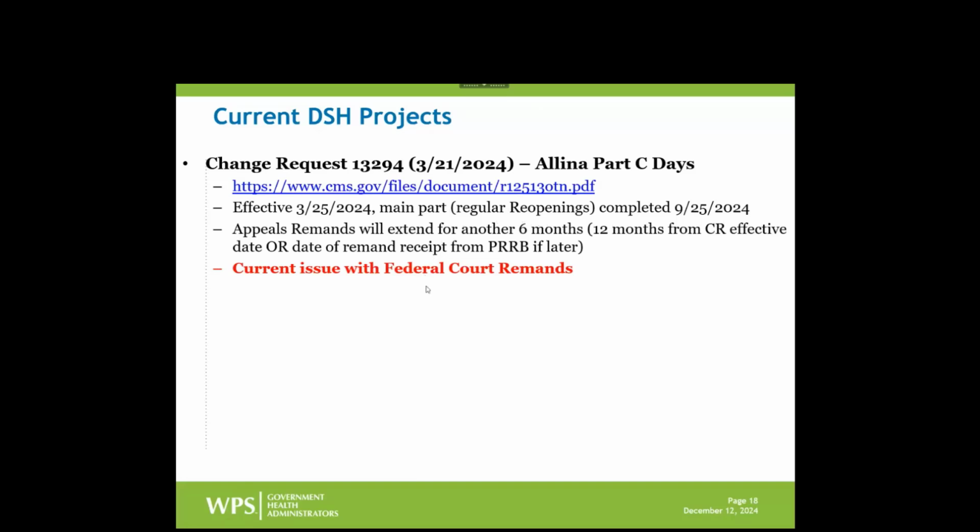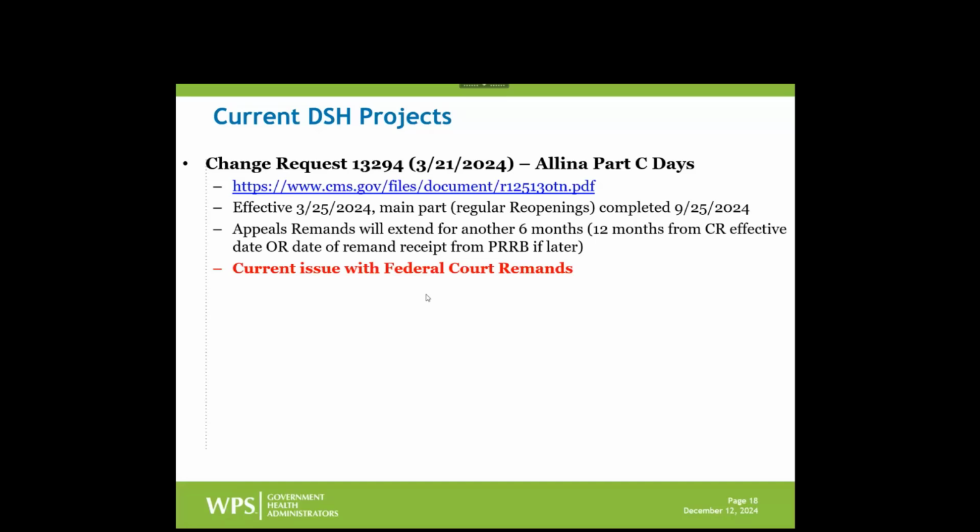The second half of the project deals with those that were formally appealed and remanded. For those, we had a total of 12 months instead of just 6 months to complete them. So basically we have till March 25th. So, another few months here. Or if the remand had not yet been issued, we would have 6 months from that remand receipt date whenever it happens. Technically that could still happen a year or two down the road.